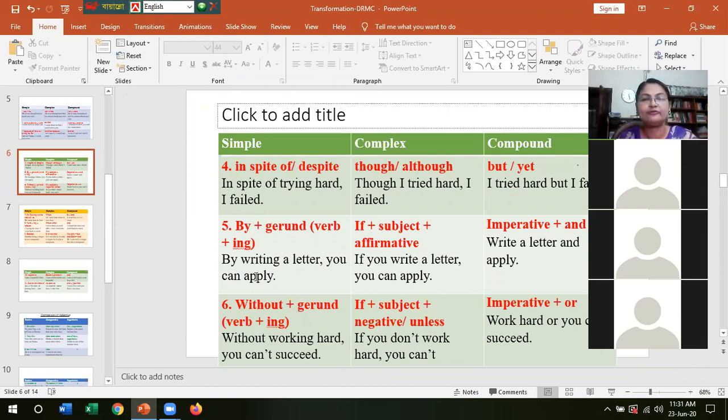Then rule number five, by plus gerund. You know what a gerund is? Gerund means verb plus ing, which acts like a noun. Let me tell you about the difference between gerund and participle, because you face confusion, this problem to distinguish between gerund and participle. Gerund is verb plus ing, but it will act like a noun. But participle is verb plus ing, same, but it will act like an adjective.